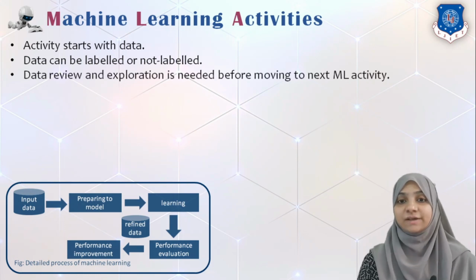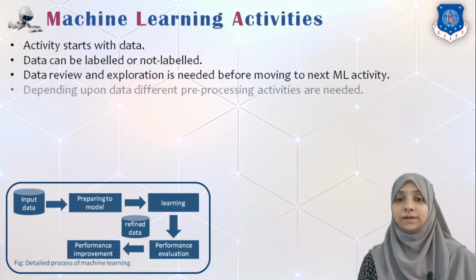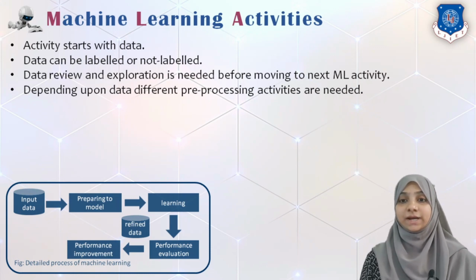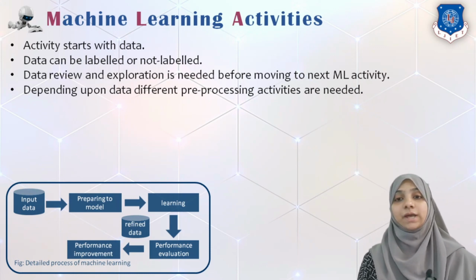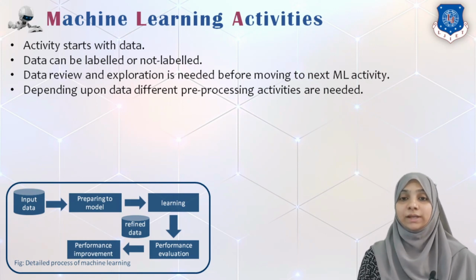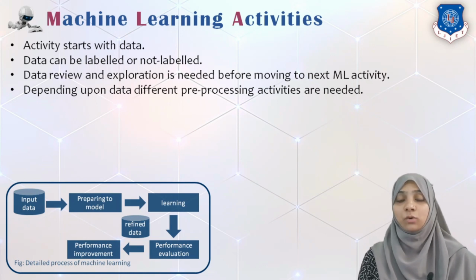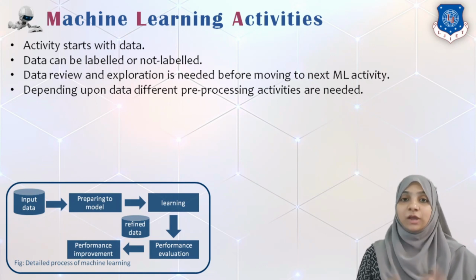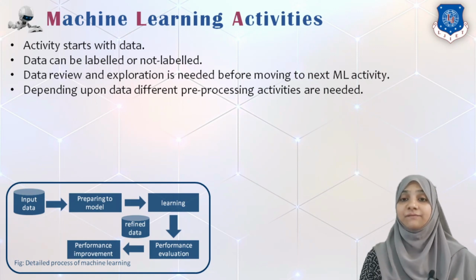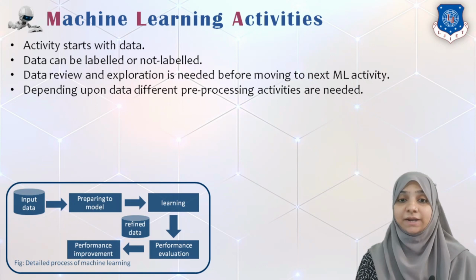The first activity starts with data. Here, the input to machine learning can be data which is labeled or not labeled. In the case of supervised learning, we want labeled data, that means data whose output is already known, to train the machine. And to train an unsupervised learning algorithm, we require non-labeled data.